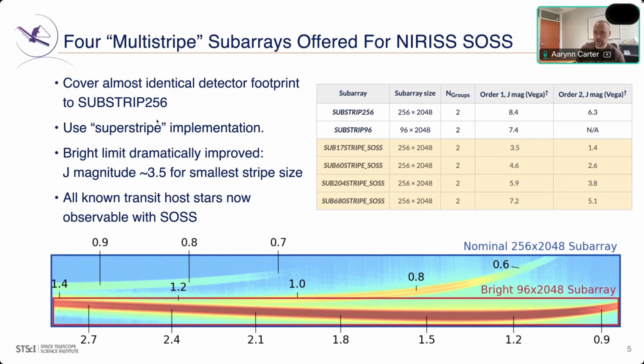For SOS, we're able to dramatically improve the bright limit all the way down to a J magnitude of roughly 3.5, and that's for our smallest stripe size, the substripe 17, where the number indicates how many pixels wide the stripe is. That covers all the known transit hosts that we know of. So really anything should be observable with SOS at this point.